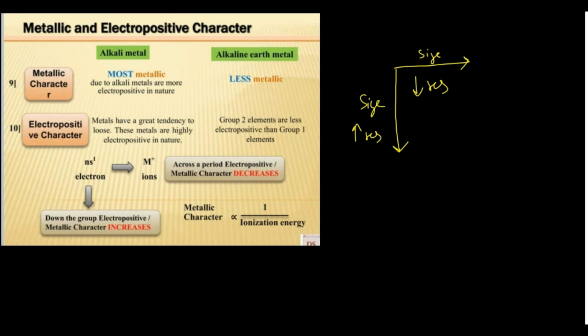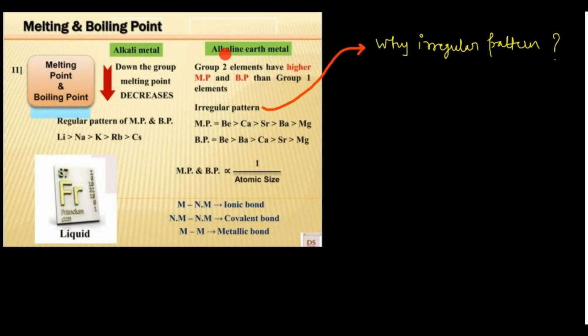Okay, I don't think I should go again and again for the same kind of explanation. Now moving to the next slide, what it says: melting and boiling point. These alkaline earth metals are having the 2 electrons. Please remember, they are having the 2 electrons.